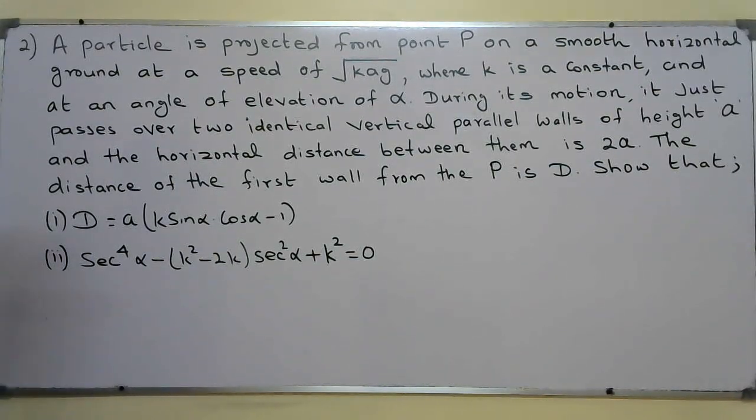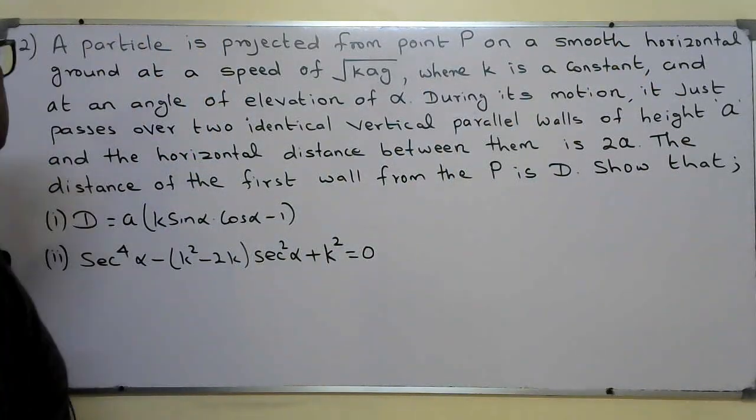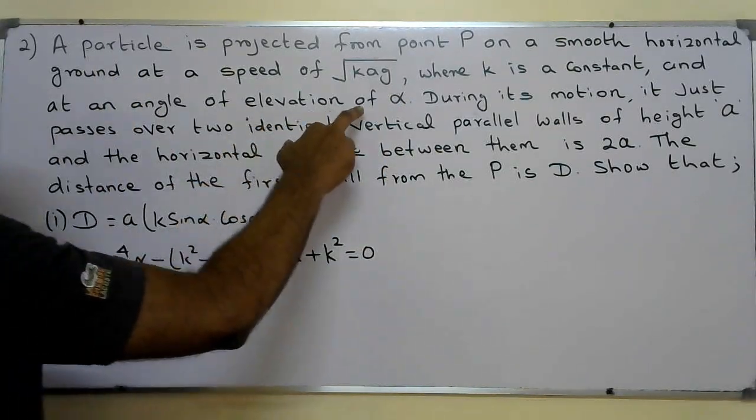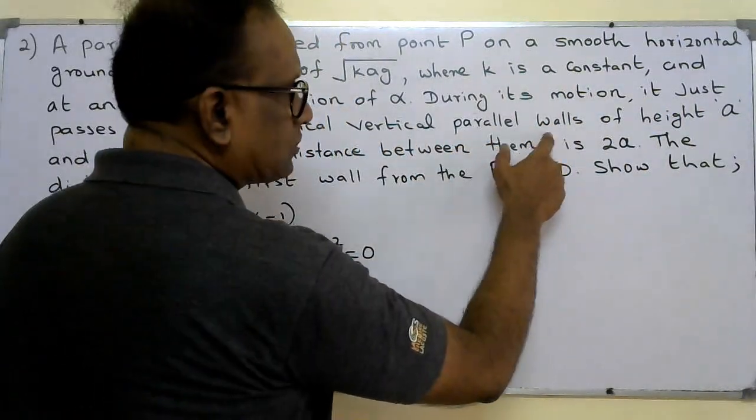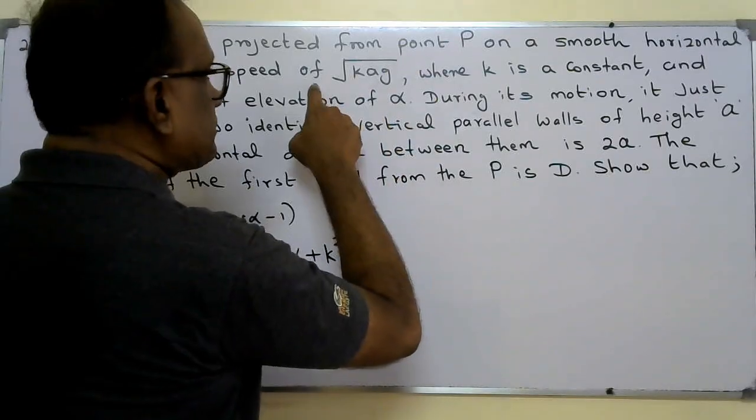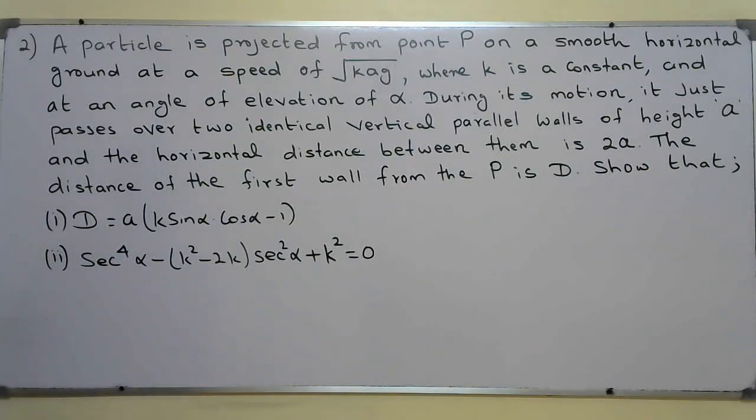Okay, so this is the second question. A particle is projected from point P on a smooth horizontal ground at a speed of square root of k a g, where k is a constant, and at an angle of elevation of alpha. During its motion, it just passes over two identical vertical parallel walls of height a. So this a and this a are the same. Here a is given in the speed also, it doesn't matter, but k is a constant. And the horizontal distance between the two walls is 2a.